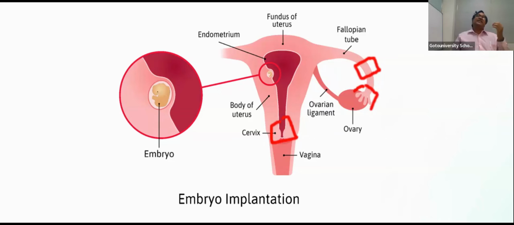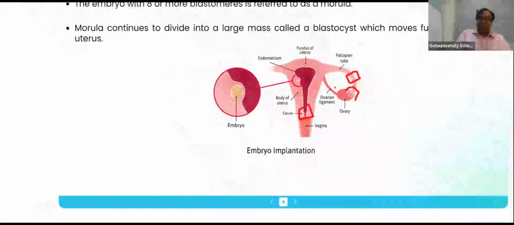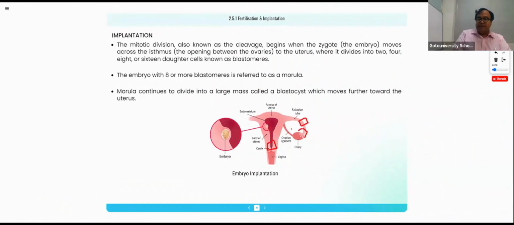After interaction, the secondary oocyte is going to complete meiosis 2. What do you mean by meiosis 2? In meiosis 2, the egg is getting proper maturation. The secondary oocyte is becoming a matured egg. What is that matured egg called? Ovum. Who is forming this ovum? The secondary oocyte. What is that process called? Meiosis 2.